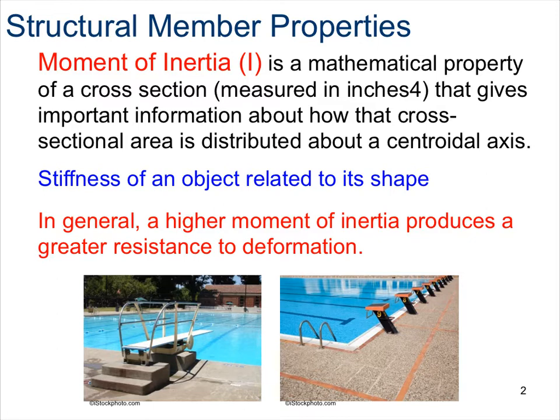All right, so the moment of inertia is the measure of the efficiency of a shape to resist bending caused by loading. Note that the moment of inertia is a section property, and it depends on the shape of the cross-section of the member. The type of material which the member is made from does not affect the moment of inertia. In general, a higher moment of inertia is going to produce a greater resistance to deformation. And resistance to deformation just means resistance to changing the object's shape or size.